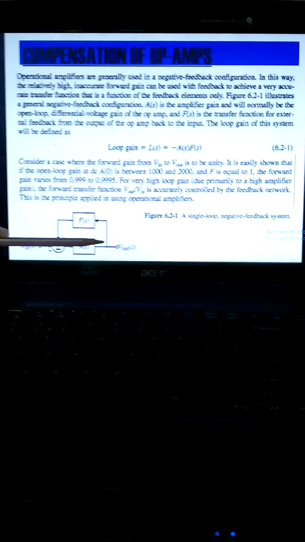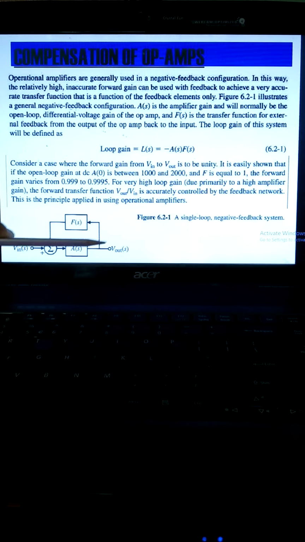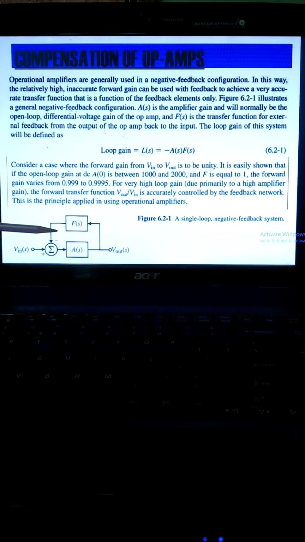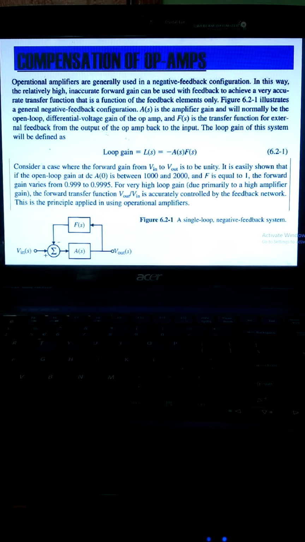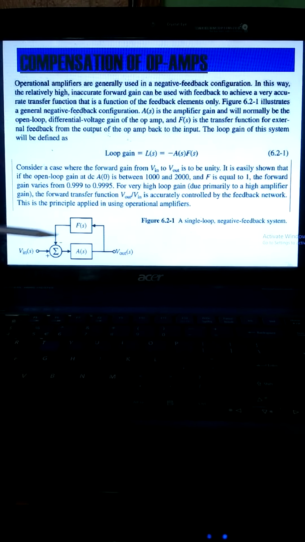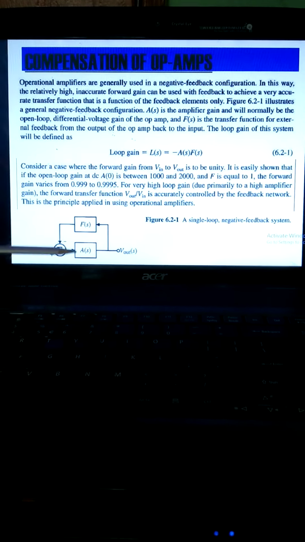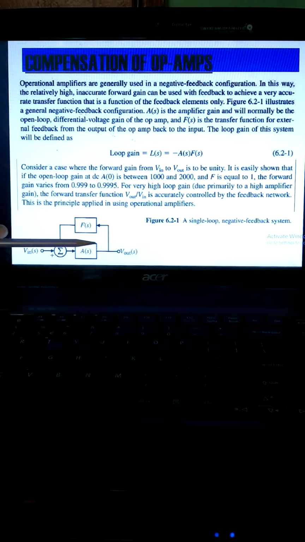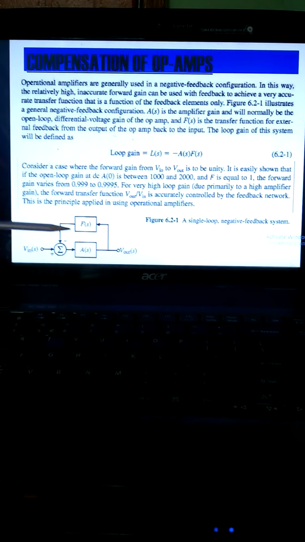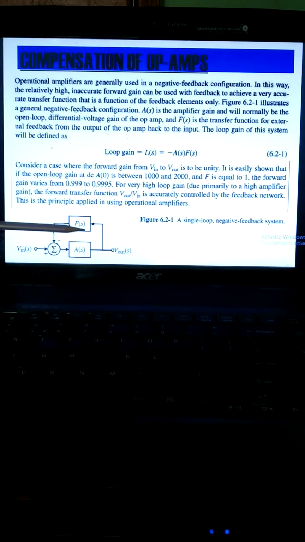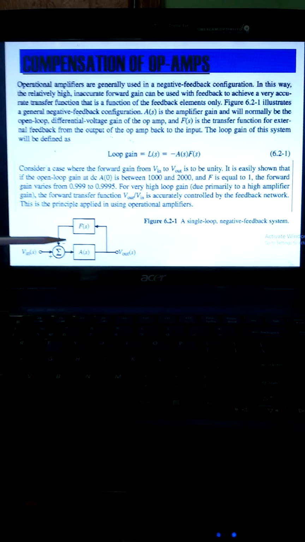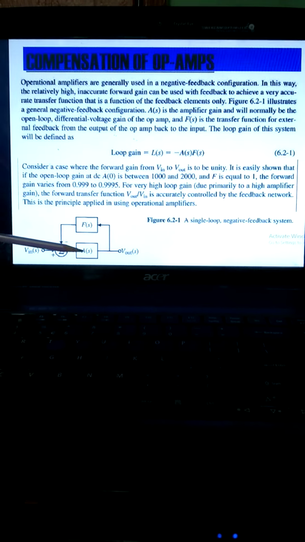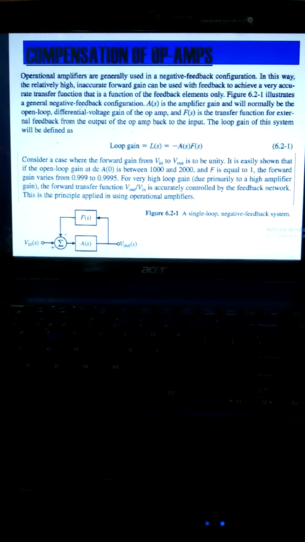Why is it called single loop? Because here only one loop is attached. And why is it a negative loop? Because this is the summation point. Whenever we apply the input voltage, this A(s) is called the op-amp, this is called the feedback amplifier, and this is called the internal amplifier. So the input of the internal amplifier, the input of A, should be the input minus F(s) times V_out(s).